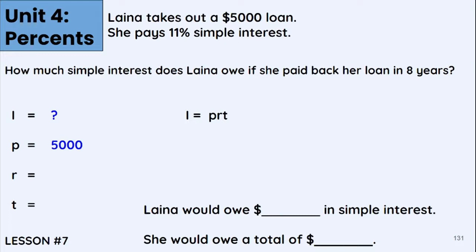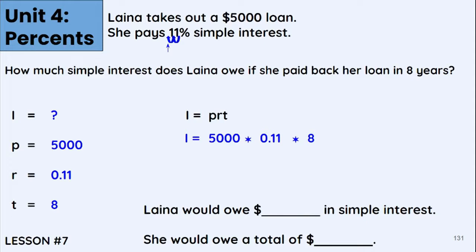The rate, that's the percent. But we're not going to write in 11 for the rate. We have to turn it into a decimal. So we move the decimal over once, move the decimal over twice. That would be 0.11. And how many years go by? 8 years. All right, let's find out how much interest she owes. Interest equals principal times rate times time. So to find the interest that Lena owes, we have to do the $5,000 loan times 0.11 times 8 years. Okay, go ahead and find out how much interest Lena owes.